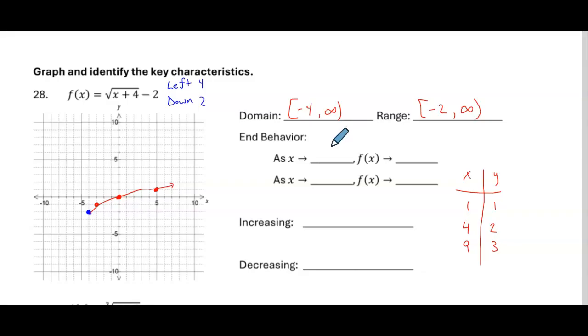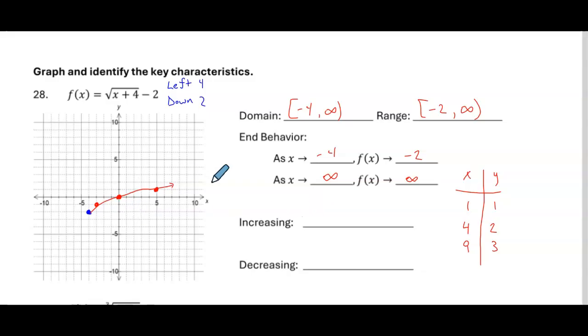Okay, the end behaviors, one of these needs to be showing that it comes to a stop here. So as x goes to -4, f of x goes to -2. Then we can go to the other side. So as x goes off to positive infinity to the right, f of x is going to go up to positive infinity, continuing up this way. So one of those lines needs to show the endpoint.